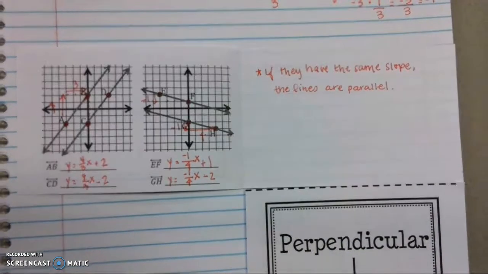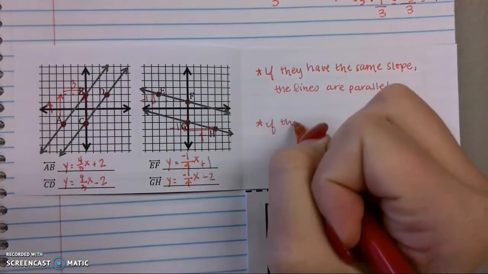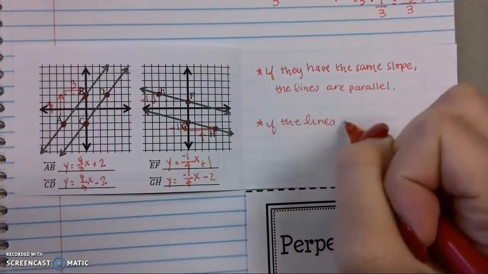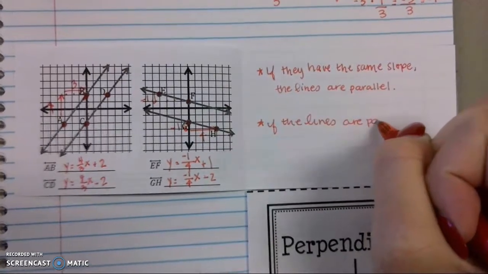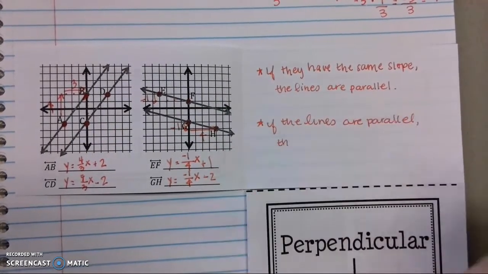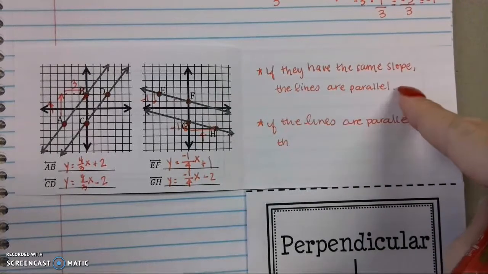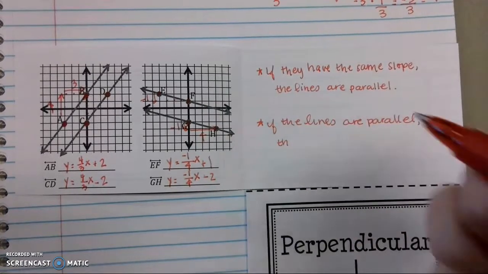Okay? And you can also say, go the other way. So if the lines are parallel, if they have the same slope, they're parallel, and if they're parallel, they have the same slope.